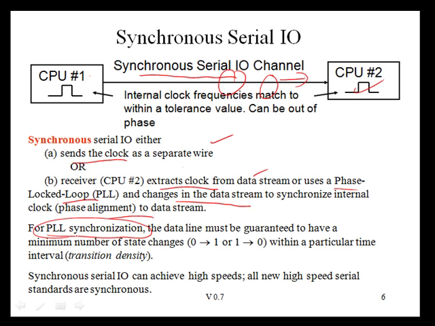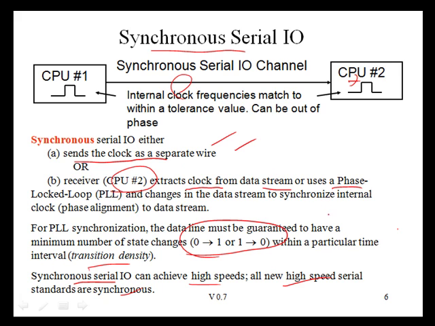If PLL synchronization is used, then there are some constraints on this data stream. The data line must be guaranteed to have a minimum number of state transitions, 0 to 1 or 1 to 0, within a particular time interval. This is called a guaranteed transition density. Synchronous serial I/O standards can achieve very high speeds, and it turns out that all new high-speed serial standards are synchronous. The popular serial standard USB, which stands for Universal Serial Bus, uses this particular method for synchronization.